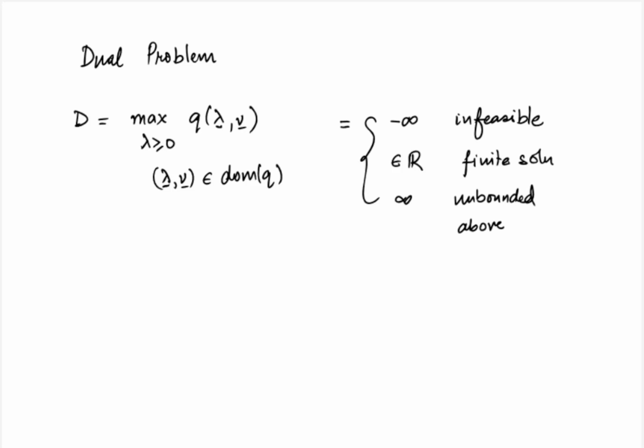A final remark is that the dual problem is formulation dependent. If the primal problem is changed in any way, the dual problem would look different. So that's it for this video. In the next video, we will see the weak duality theorem, which is basically an implication of the way in which the dual problem is defined.